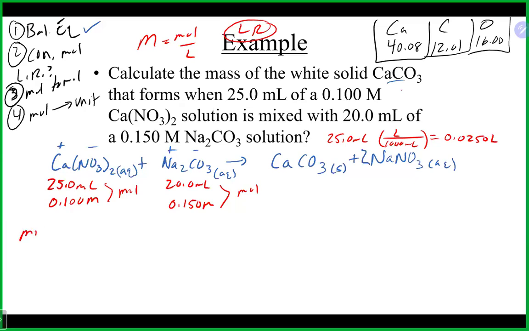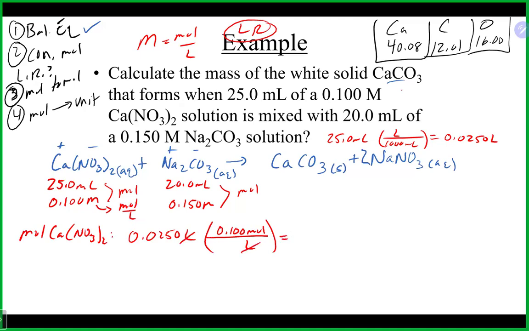So our moles of calcium nitrate will be 0.025 liters. Again, I'm going to write the molarity so I can see both of the units, which are moles per liter. Now we can see the liters canceling out. That's going to give us our moles, which in this case is 0.025 times 0.1, which looks like 0.0025 moles of calcium nitrate.